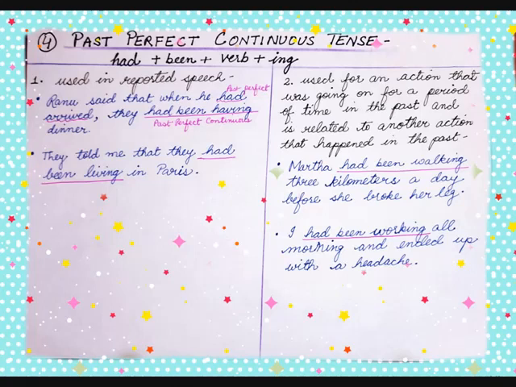The second example, I had been working all morning and ended up with a headache. I had been working is your past perfect continuous tense, an action that was going on for a period of time in the past, and it is related with the other action. What happened? Because I had been working all morning, I got tired, I got worn out, and I ended up with a headache.